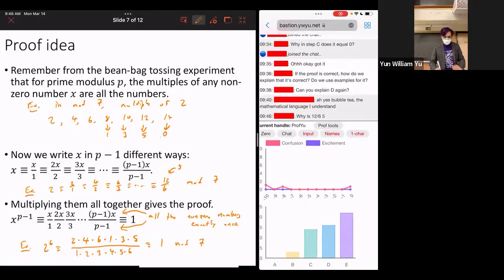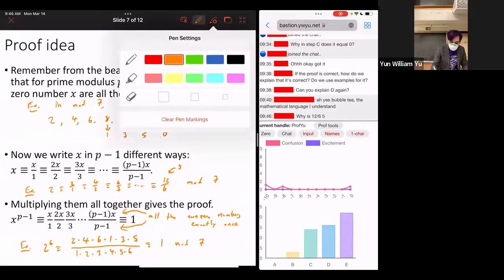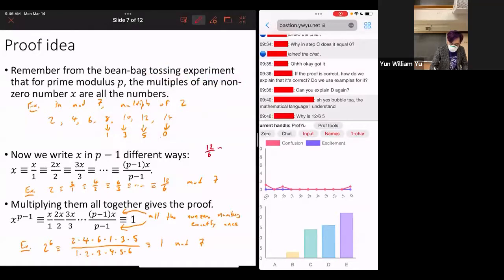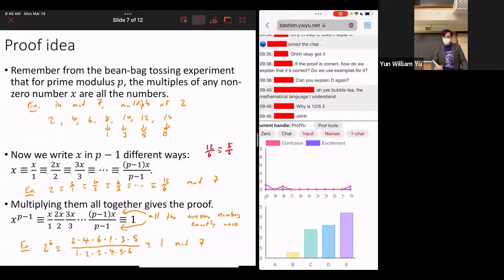So why is 12 divided by 6 5? No, sorry, 12 divided by 6 is not 5. 12 divided by 6 is also 5 divided by 6, because 12 is equivalent to 5. And so that's a key here, right? So we have all these different numbers. So this is also 12 divided by 6 is also 5 divided by 6, which is what we have down here, 5 divided by 6.